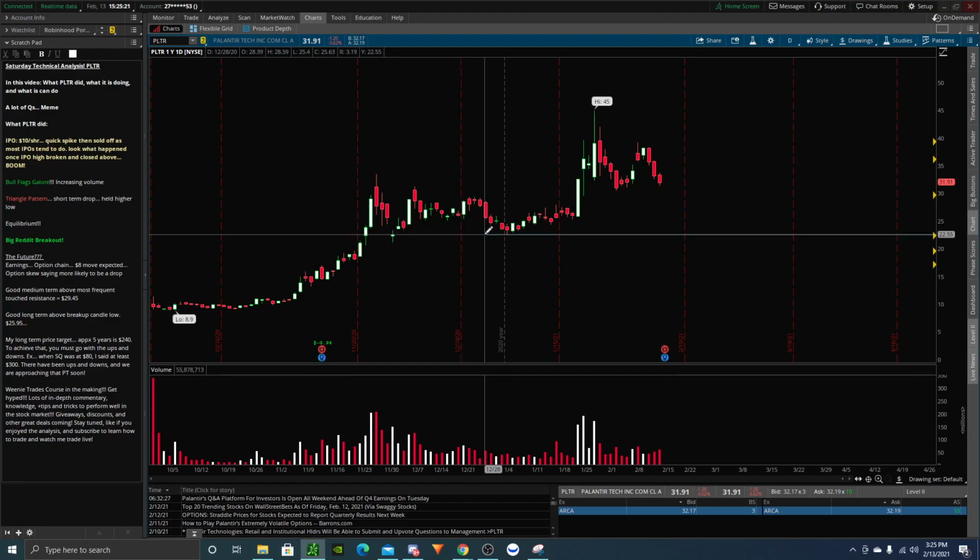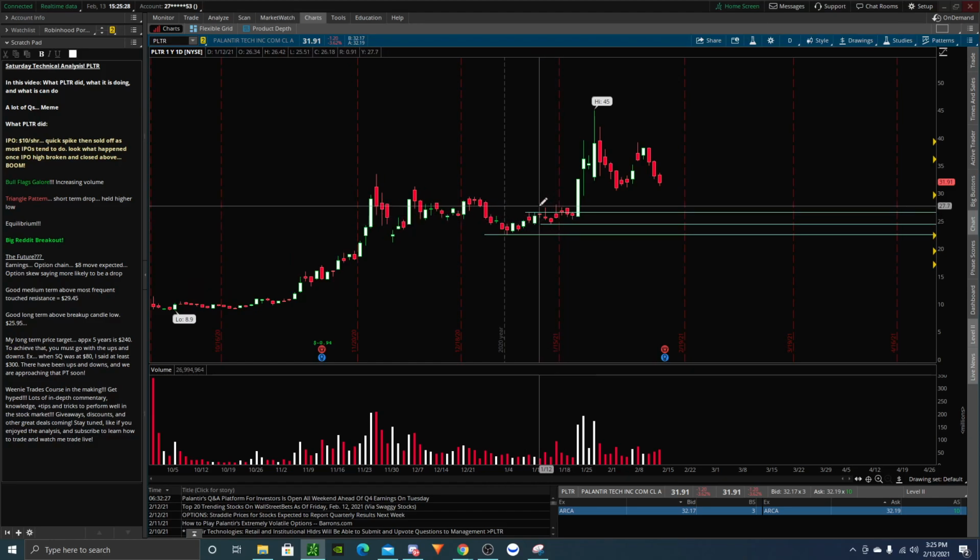We put in a low at 22.55, and we put in a little short-term top. We sold off from that. We put in a higher low. We put in another top at about that 27 level, and we put in another higher low, and then boom, we had this nice good bull break. I think this is a Reddit squeeze, big Reddit breakout. So boom, right there, nice good move up on PLTR all the way up to $45 a share.